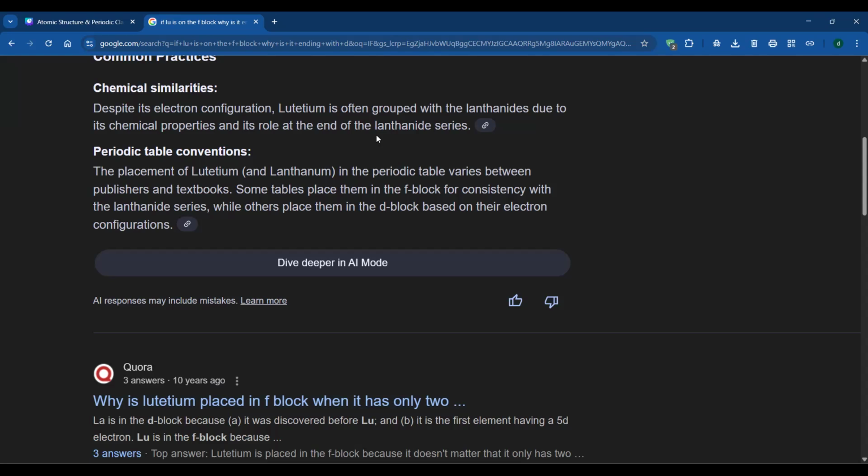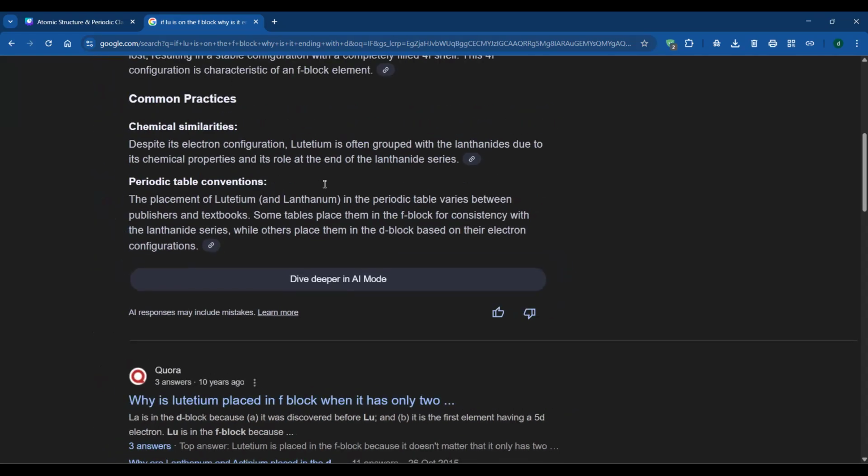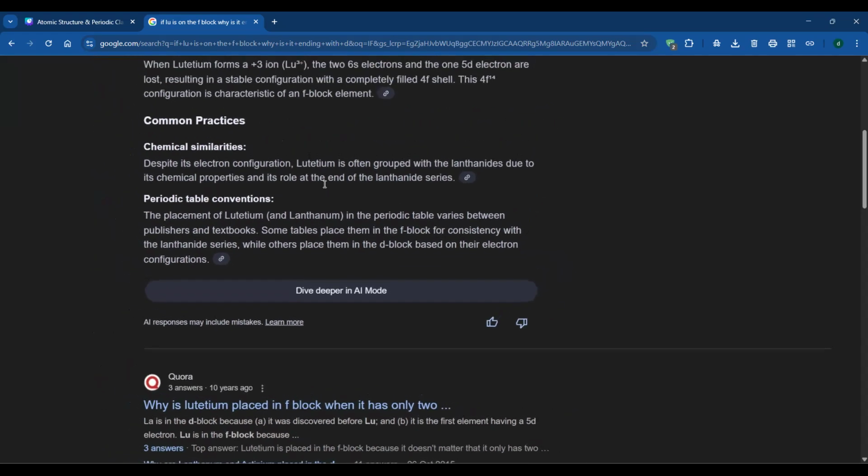So what they are trying to tell you is this. The reason why lutetium, that element that you picked, was placed in the F block, even though its electronic configuration ends with the letter D, was because its chemical properties are similar to the other elements in the F block. Did you get that? And then some periodic tables, the way they drew them, that element, lutetium, is actually placed in the D block so that they can know that the electronic configuration of lutetium is showing that it is in the D block. Did you get that?